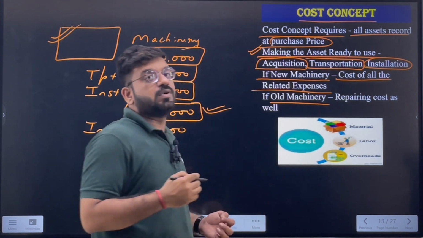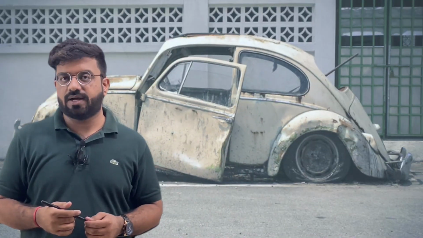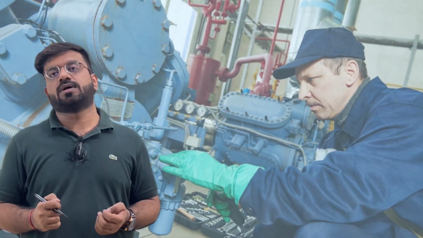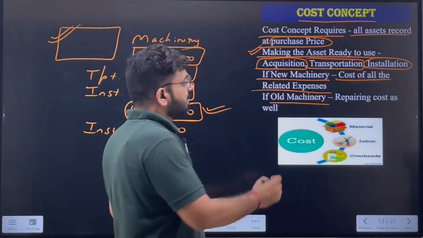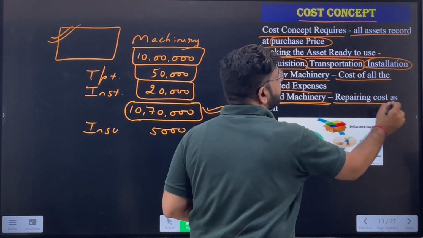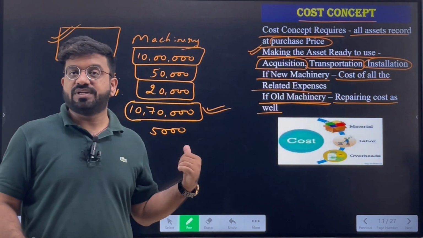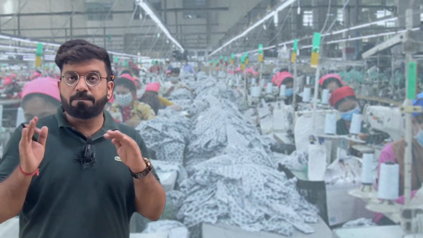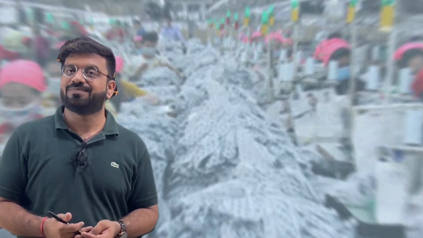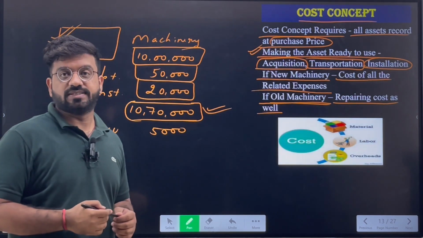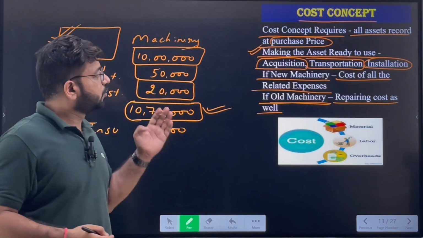Now for the old machinery, suppose I am buying an old machinery, just imagine an old car or an old machinery. If someone is selling that old machinery or an old car, he might not be happy with the performance. So we also have to do some repairing work in order to use that machinery. So it has been written that if we are purchasing the old machinery, we have to add the repairing cost as well. Is that clear? Normal repair cost will also be added to make the machinery useful, to make the machinery back to work so that we can do the normal production process. Is that okay? So apart from the transportation, installation and insurance, we will also add the repairing charges. That is the one-time repairing charge so that that machinery can come to use. Is that clear?